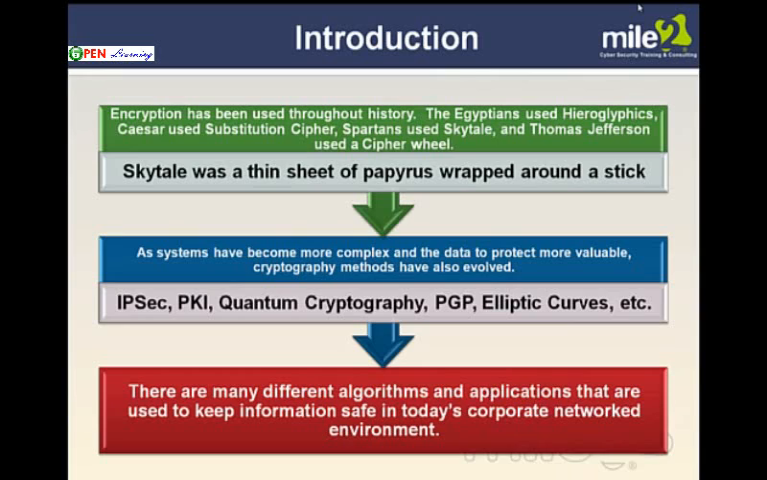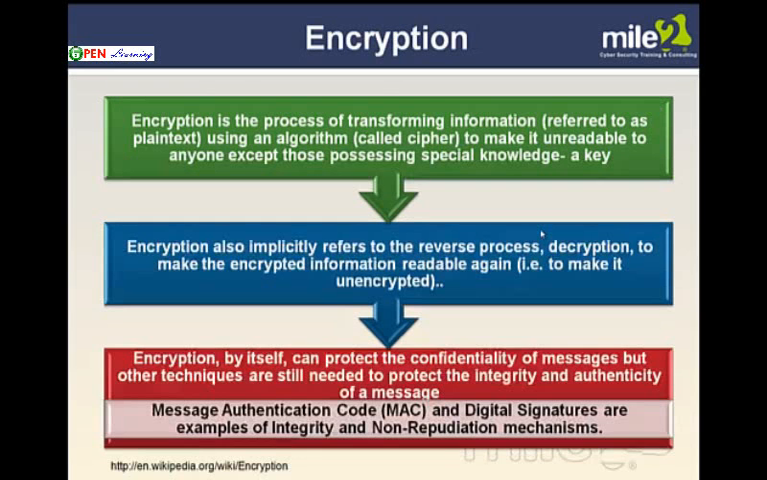Of course, systems have become more complex. We have evolved with this, and when we apply this to computers, we think of IPsec, PKI, public key infrastructure, quantum cryptography, Pretty Good Privacy, elliptic curve, just a whole lot of different ones we see in modern computing. And because we want to keep our information safe, there's very much a need to encrypt a lot of our information.